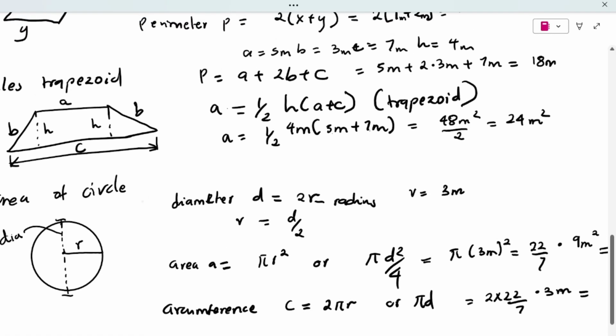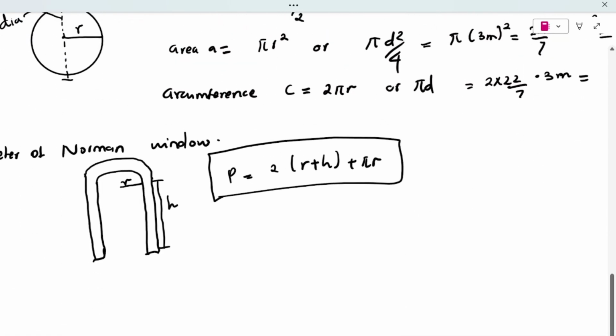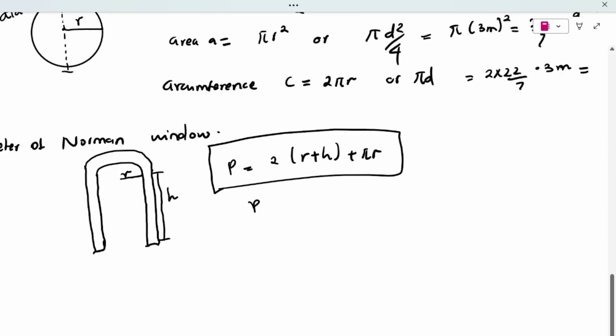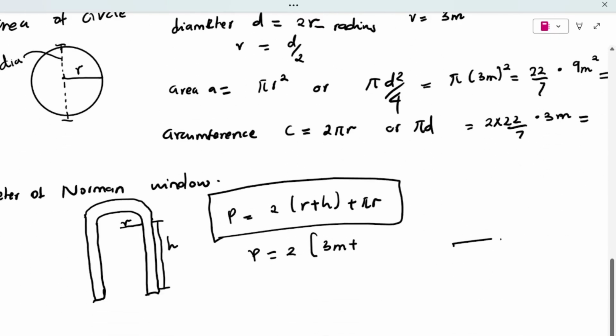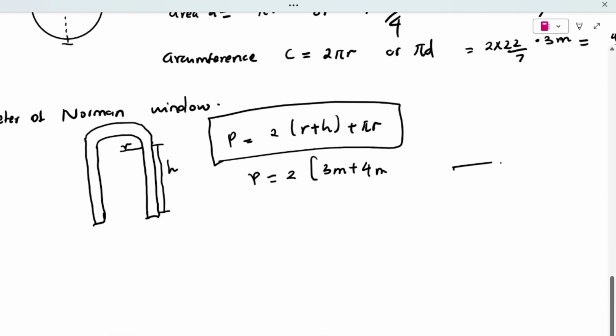Let's use these values for the H and for the r. So P will be 2 times 3 meters plus 4 meters plus 22 over 7 times 3 meters. So here the value is, this is 7 times 2, this is 14 meters plus 22 over 7 times 3, that is 66 over 7 meters.